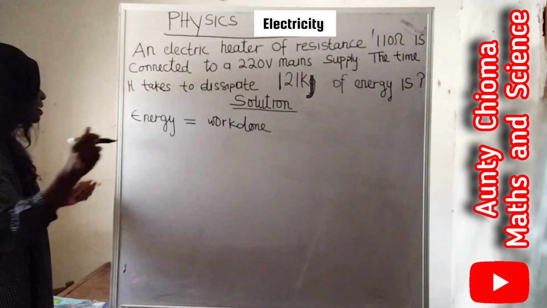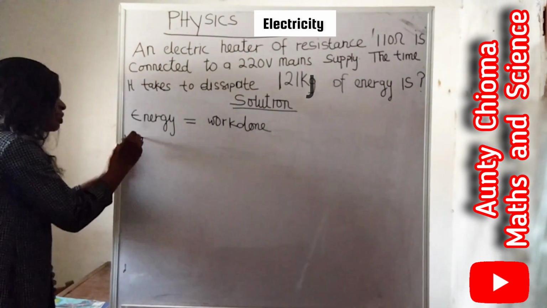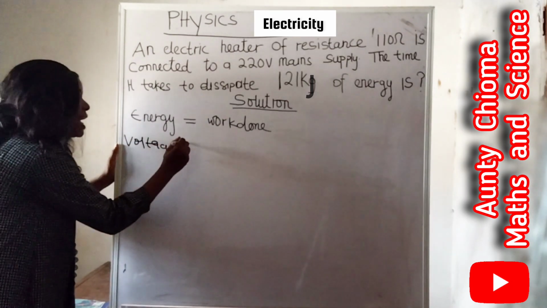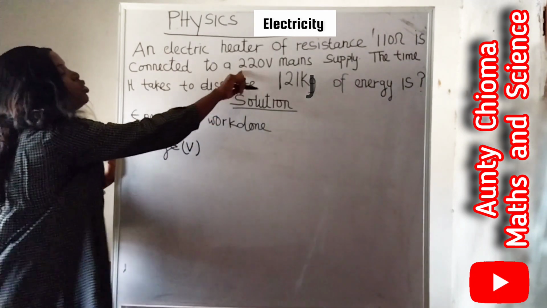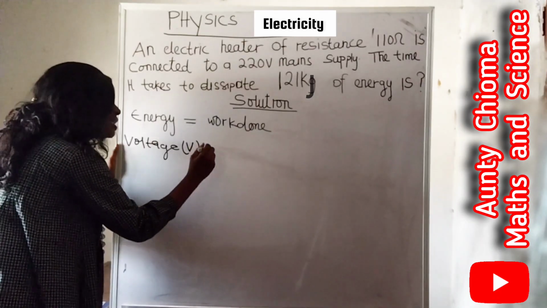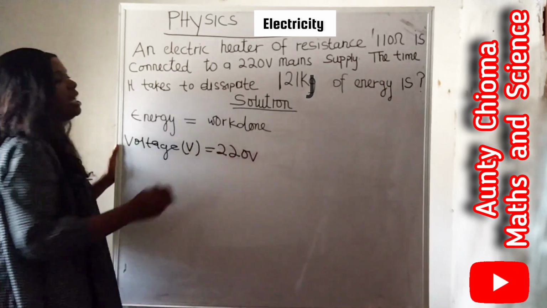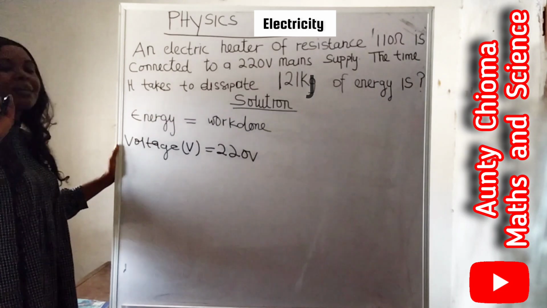Number one is the voltage. Voltage measures the potential difference in the cell given by V. Do they give us? Yes, they give us 220 volts. So we write it, 220 volts.